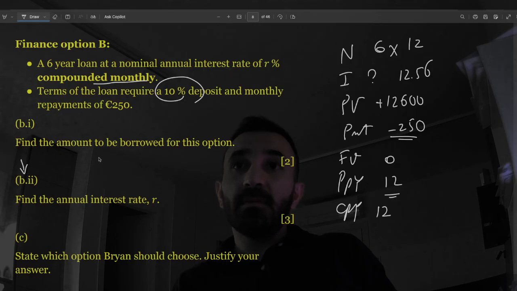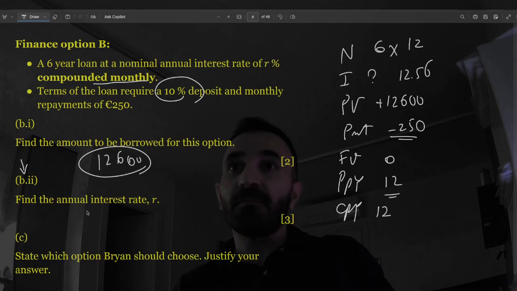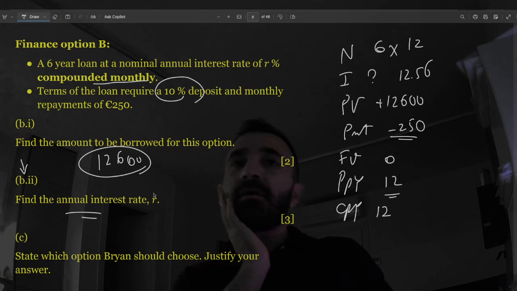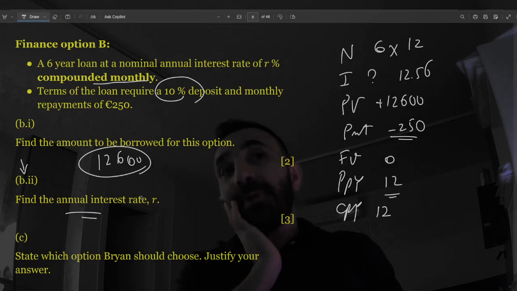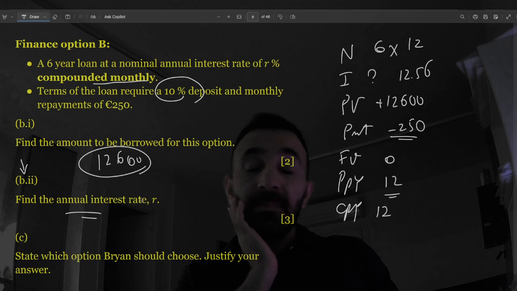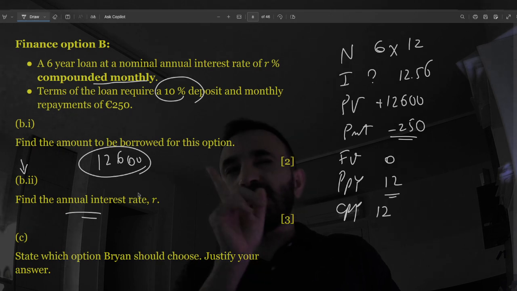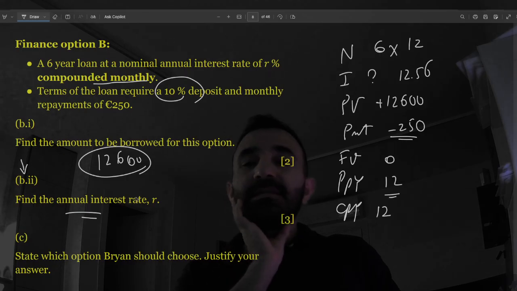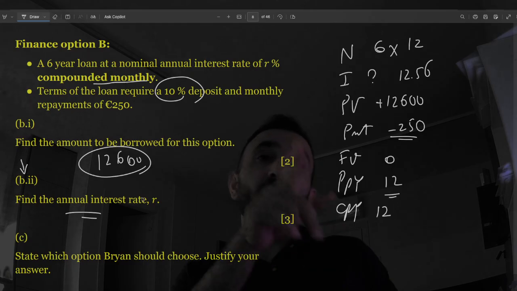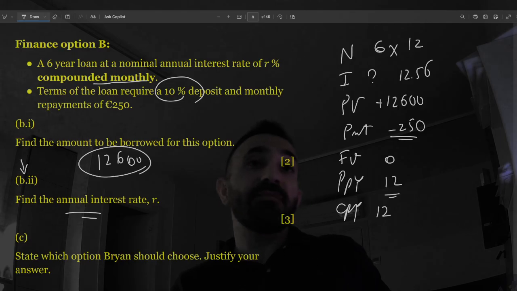So, part B, amount for down. Find the amount to be borrowed. The amount to be borrowed is 12,600. We did it before. Find the annual interest rate. We did it. State which option is better. So which option is better? Well, option A can be better for some people because you don't need to put any deposit. So everything is going to be with regular payments quarterly, so it's not a monthly payment, it's every season. Okay, but maybe option B has some advantages. Let's go and see what is the interest rate of this case.